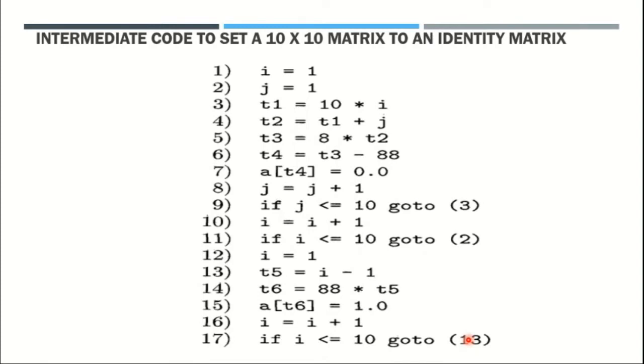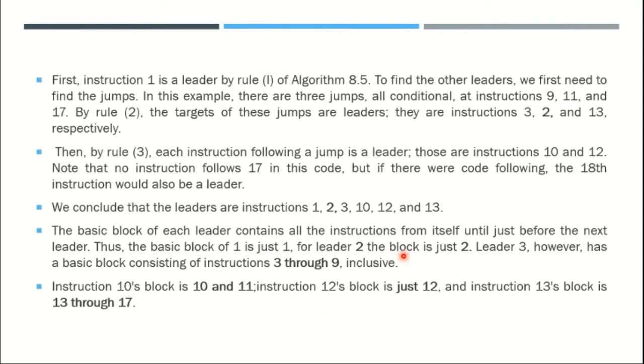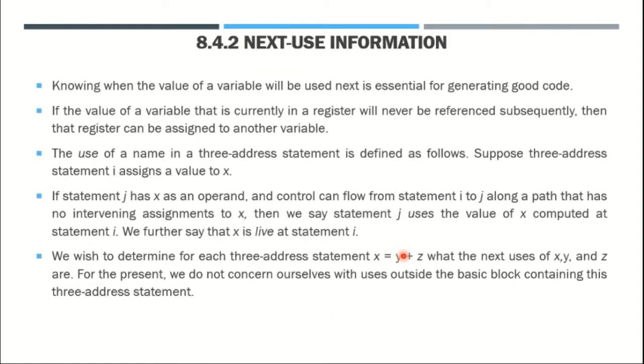So that's why, till now, the leaders from the above algorithm are: first, the first statement from rule 1, which is a leader; and from the second rule, the second statement, the third statement and the 13th statement. And from the third rule, the 10th statement and the 12th statement are leaders. So these are the leaders. Now we can observe how to construct the flow graph for these leaders.